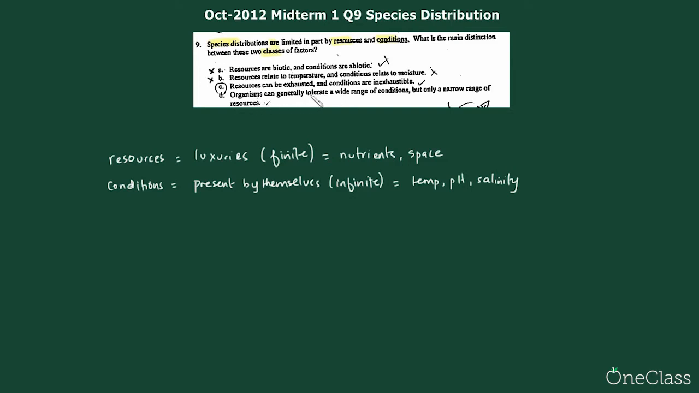Organisms can generally tolerate a wide range of conditions, but only a narrow range of resources. This is false because sometimes they can tolerate a wide range of conditions, but it's not true that they tolerate only a narrow range of resources. Organisms can also tolerate a wide range of resources, whichever is suited for their own survival. So this is wrong. So answer choice C is our correct answer.